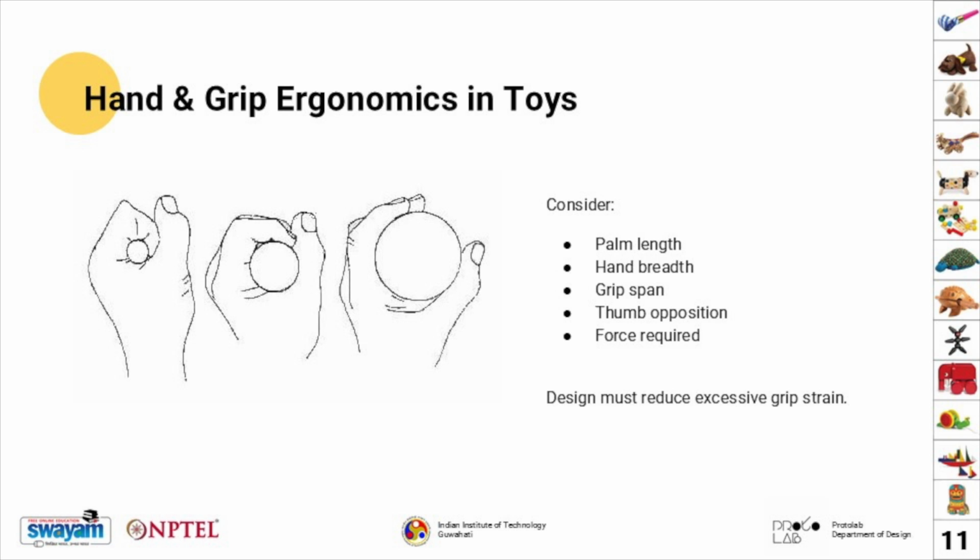Hand ergonomics is one of the most critical aspects of toy design. Preschool children have shorter palm length, limited grip span, and developing fine motor control. Grip diameter must align with palm breadth data. If a toy handle is too wide, children compensate by overflexing fingers. If it is too narrow, they apply excessive force. Both create fatigue.